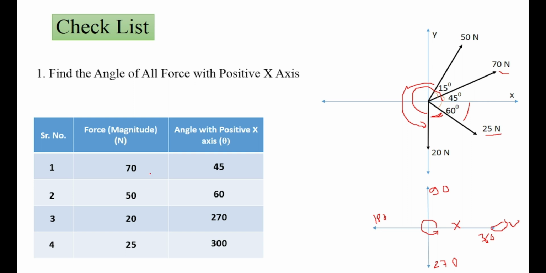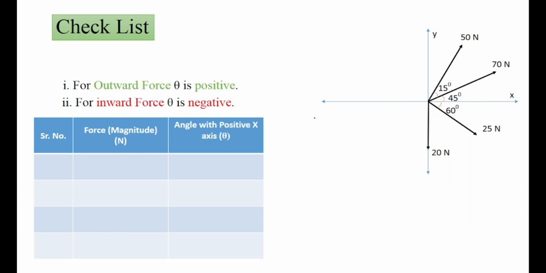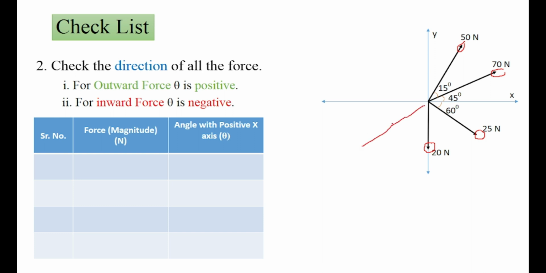Okay, carefully for the step 1, we will find out the angles of all the forces with respect to x-axis. We will go in the anti-clockwise direction. This is a two-step process. So very simple, but you should remember all the criteria that we are going to discuss today. In the next step, we will check the direction of all the forces. Just you have to identify whether the force is outward or inward. As you can see, 70 Newton is outward, 50 Newton is outward, this 20 Newton is outward, and 25 Newton is outward. So what is the inward force? If the arrow is pointed towards the origin, then we can call it an inward force.